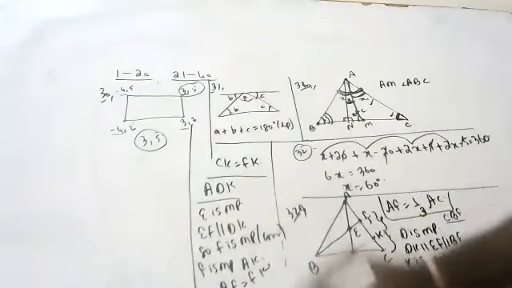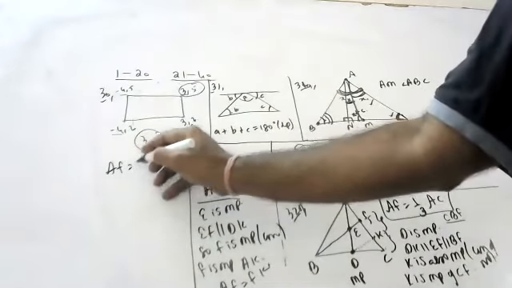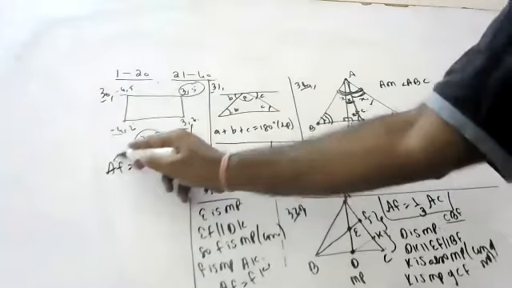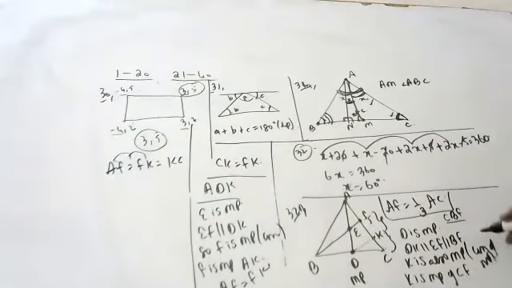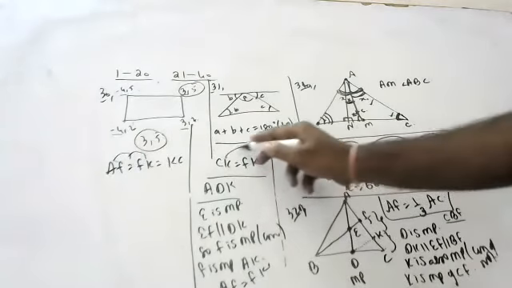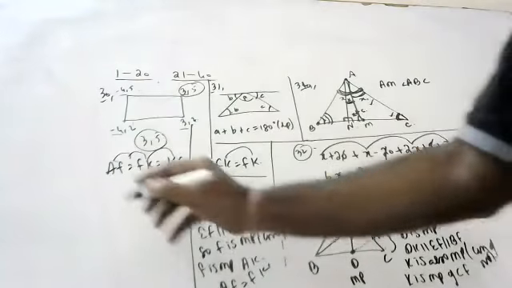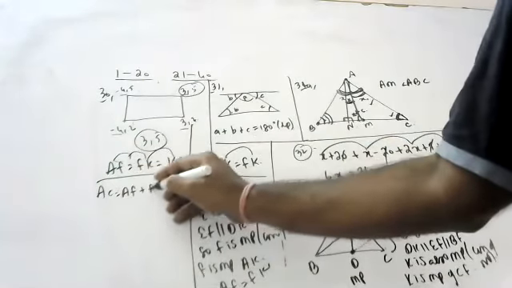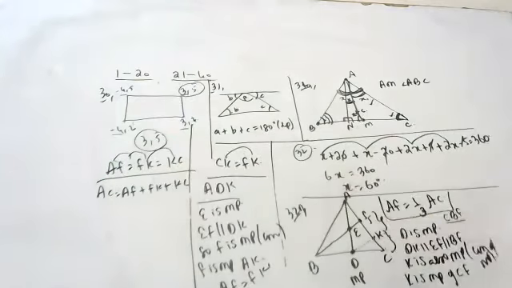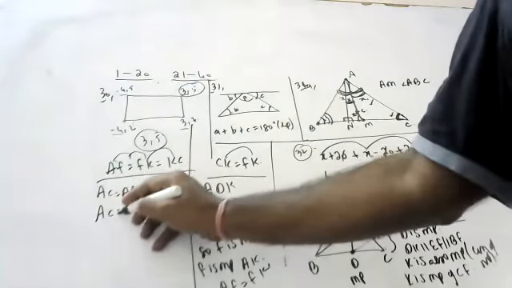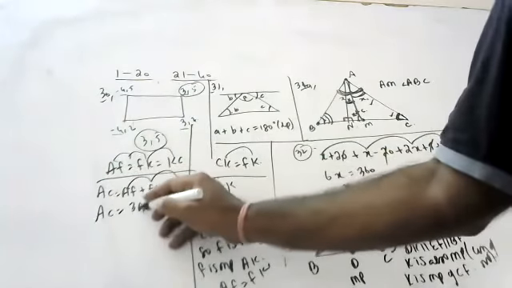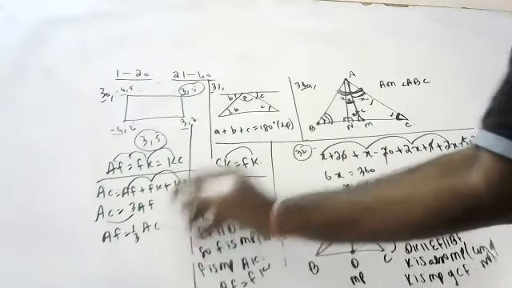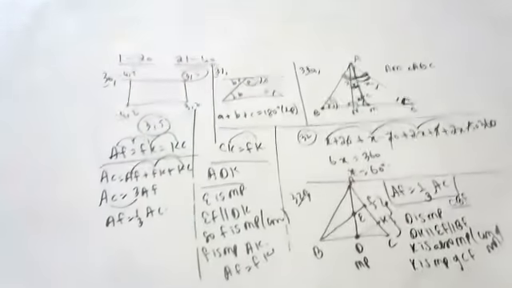From this, we came to know that AF, FK and KC are equal. AF is equal to FK, we proved now. FK is equal to CK, already we proved. So what is total AC? AC is nothing but AF plus FK plus KC. All are equal to each other, so 3AF I will write. AF is equal to 1/3 of AC. Like that we should prove, children, by using midpoint theorem.